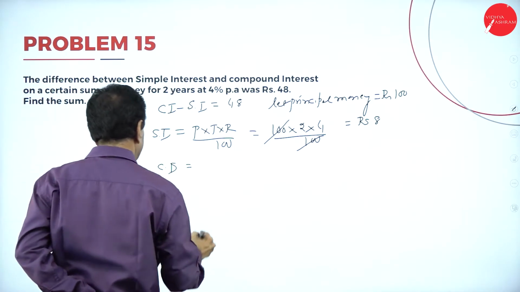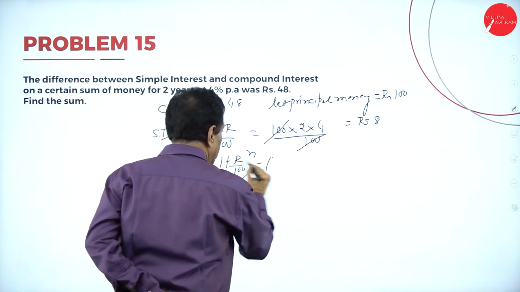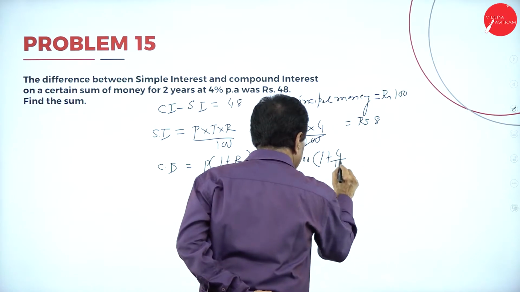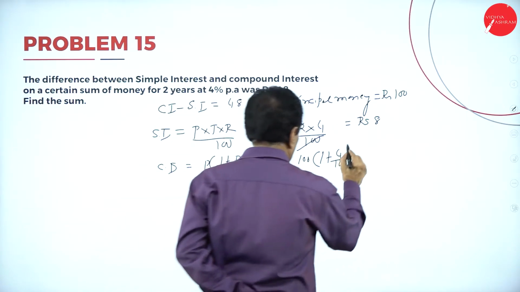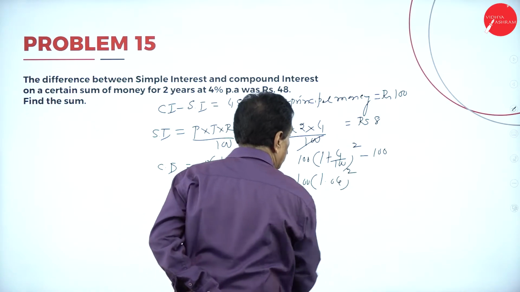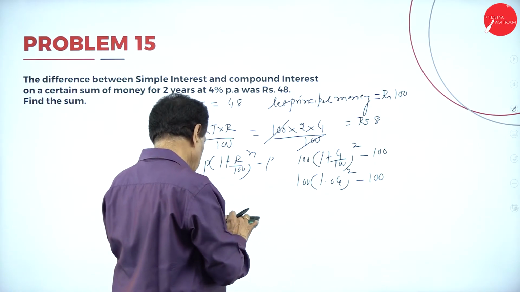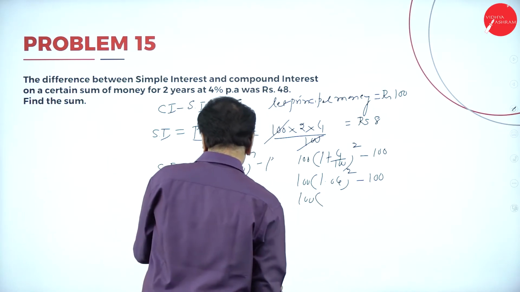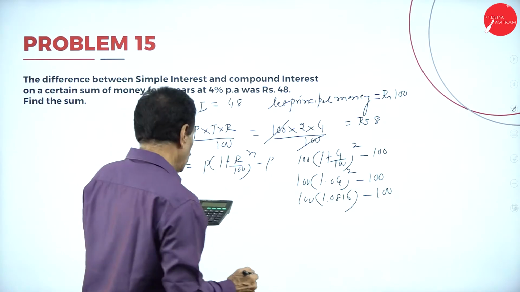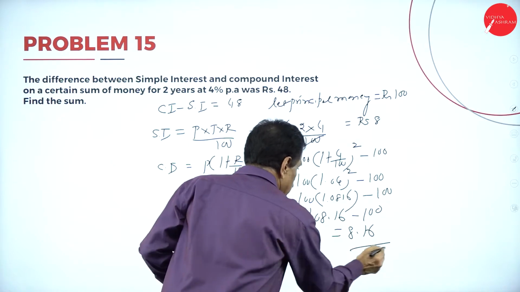Compound interest: P into (1 plus R over 100) to the power of n minus P, so 100 into (1 plus 4 divided by 100) to the power of 2 years, minus 100. That is 100 into 1.04 to the power of 2 minus 100. 1.04 into 1.04 is 1.0816, so 108.16 minus 100 is 8.16. Compound interest.